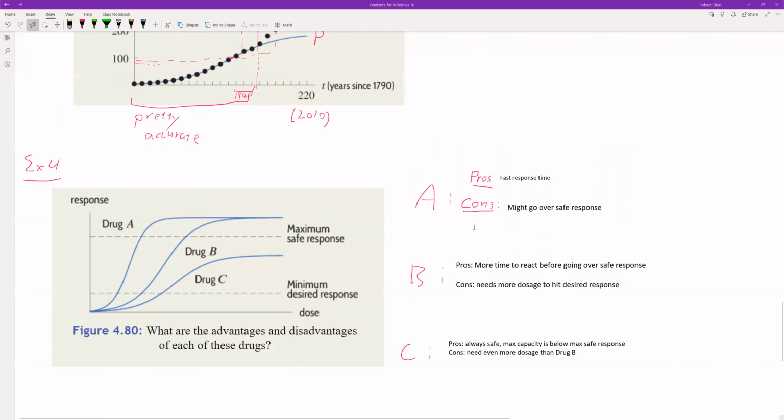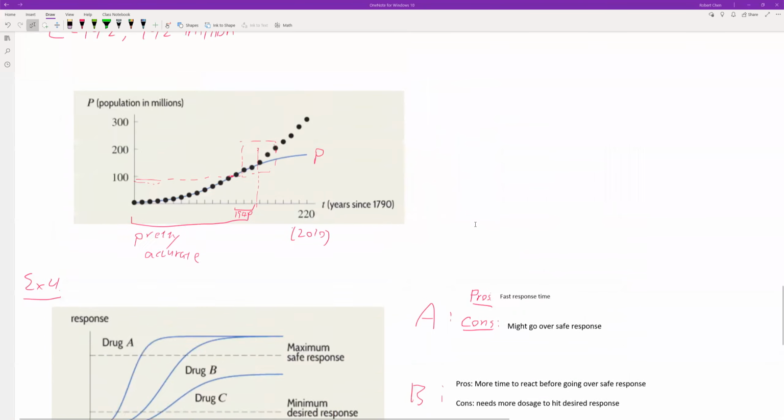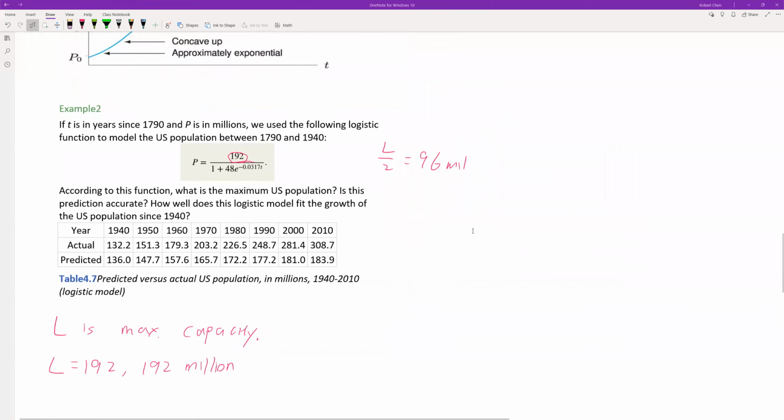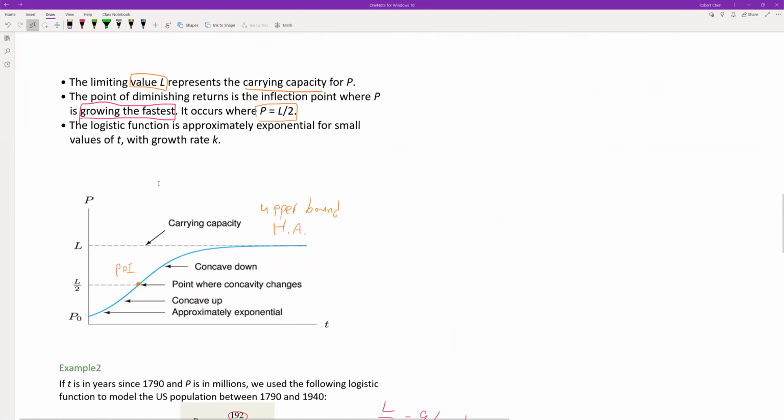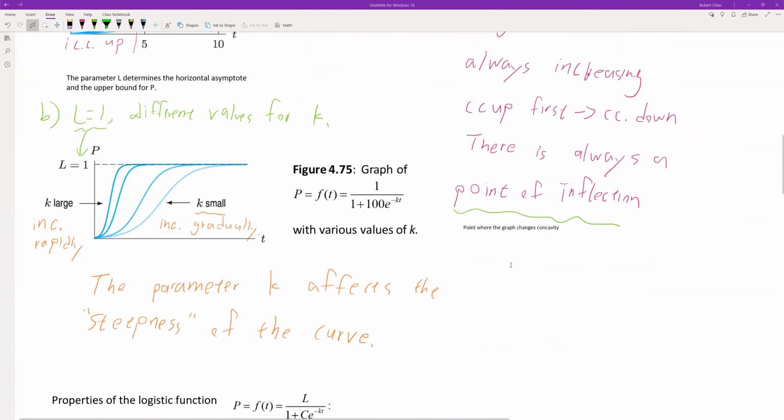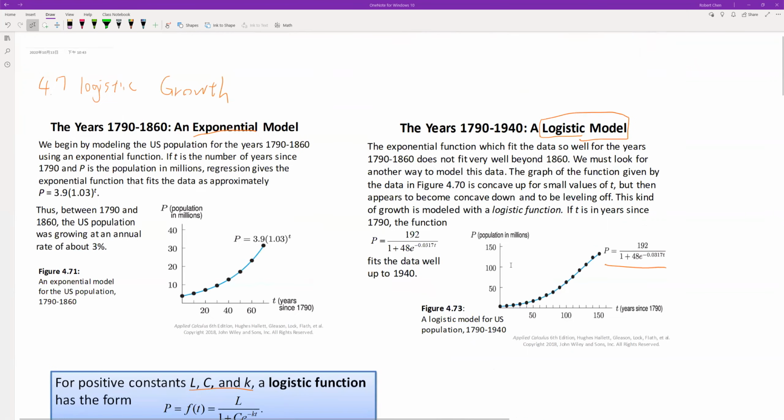All right, so that's 4.7. Most of the section is just to analyze the function, analyze the graph, and answer some questions. Of course, we have some properties over here. Make sure you have that in your notes. And yeah, that's it for 4.7.